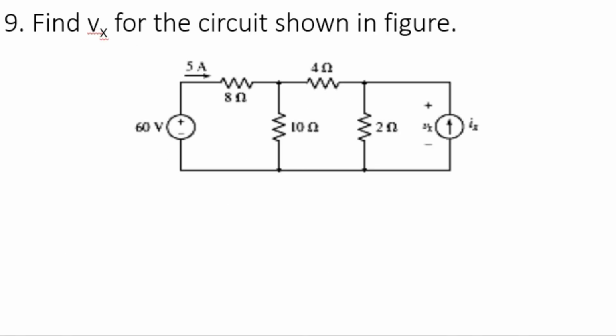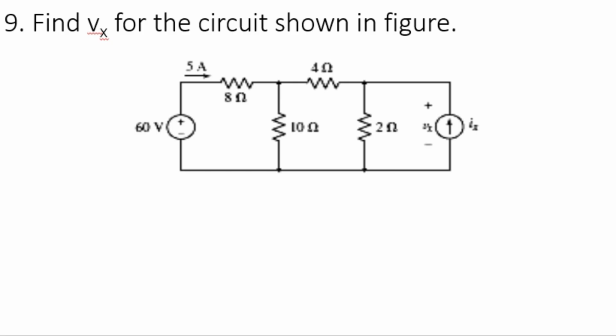Find Vx for the circuit shown in the figure. Here Vx is the voltage across this current source, whose value Ix is unknown. Now in this problem we know only the current flowing through the 8 ohms resistor, which is 5 amperes. To solve this problem we need to apply KVL, KCL and Ohm's law at the same time.